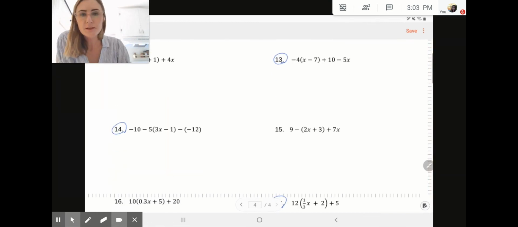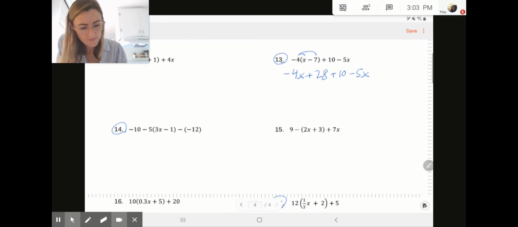So number 13 is what we're going to start with. If I look at this, there's nothing I can do inside the parentheses, so I first have to distribute. And just make sure when you're distributing, you are distributing that negative 2. So this becomes negative 4x. Negative 4 times negative 7 will become plus 28. And then the rest stays the same, plus 10 minus 5x.